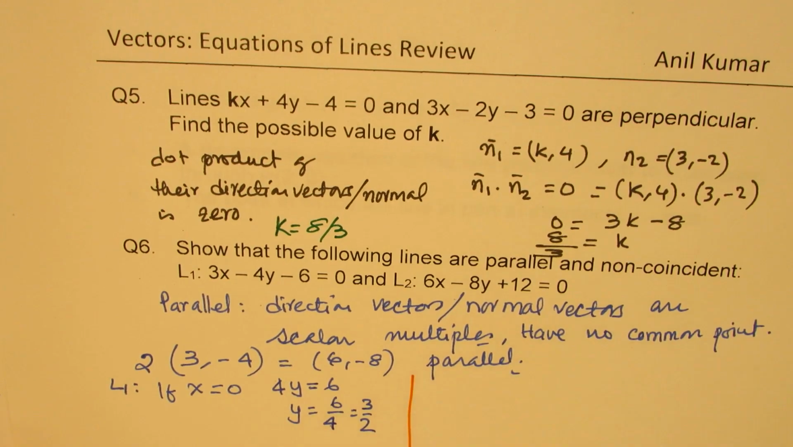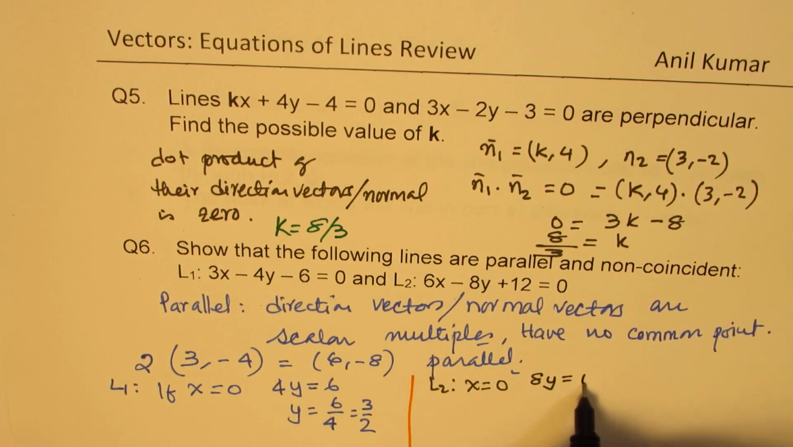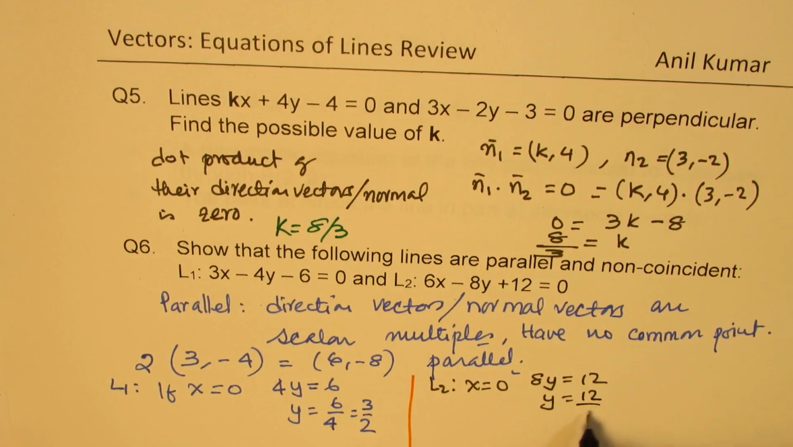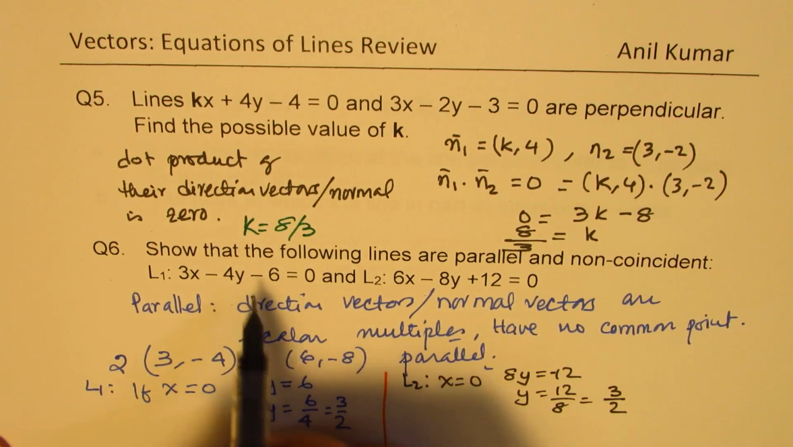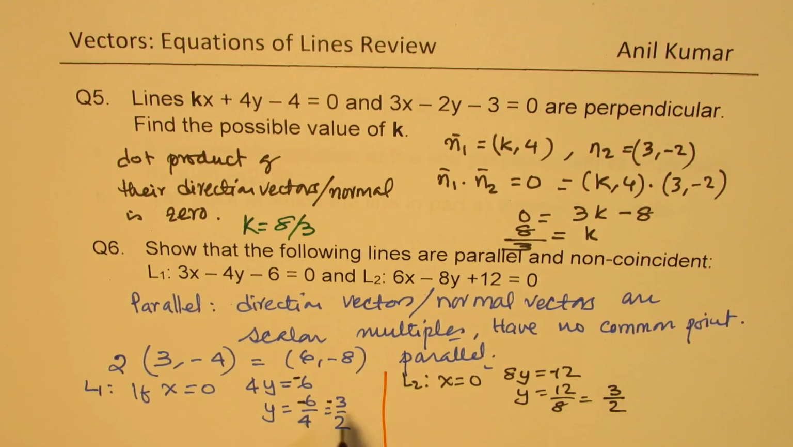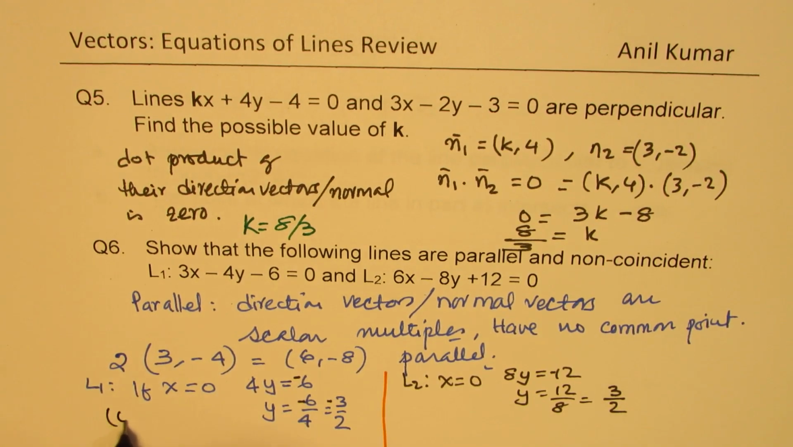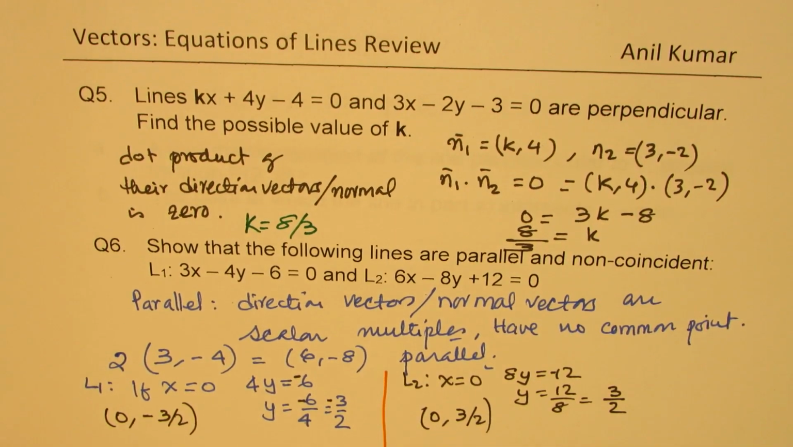Now if I do the same thing on the second line, if x equals 0, we have 8y equals 12, so y equals 12 over 8. Dividing by 4, we get 3 over 2. In the first case, this was negative, sorry. This one is positive. So we have 0 minus 3 over 2 on one hand, and on the other hand 0 plus 3 over 2. This is one way of doing it, right?